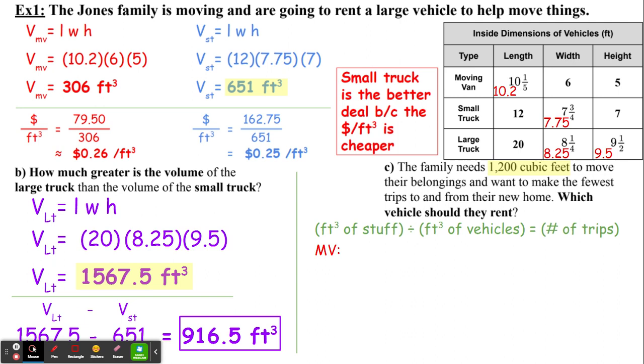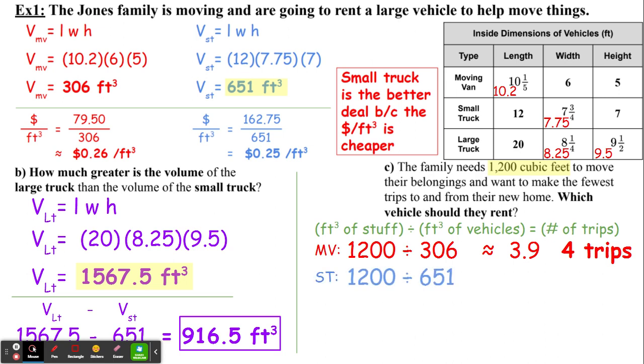So if we focus on the moving van first, they have 1,200 cubic feet of stuff, and the moving van had 306 cubic feet. If you divide those, you get 3.9-ish, which is basically 4 trips, right? 3 trips isn't enough. So 4 trips to get all their stuff moved. Versus if they did the small truck, they still have 1,200 cubic feet worth of stuff, but the small truck has 651 cubic feet. So that would equal 1.8 trips, which is equal to 2 trips.